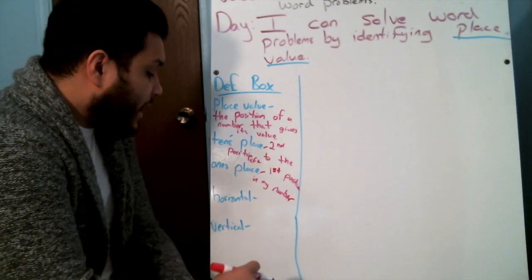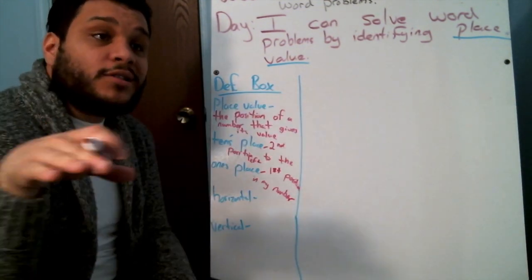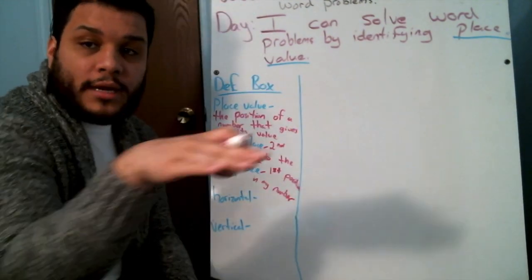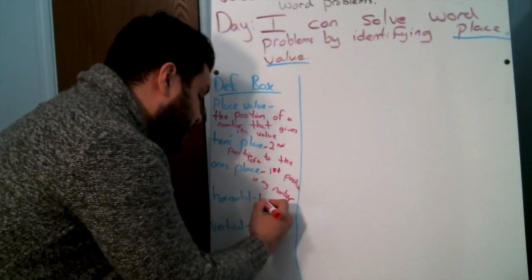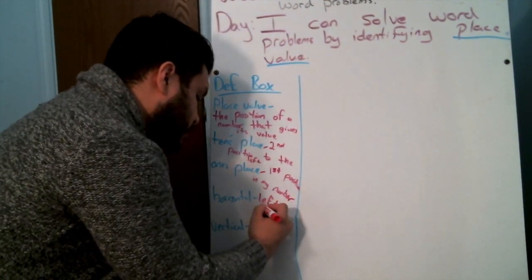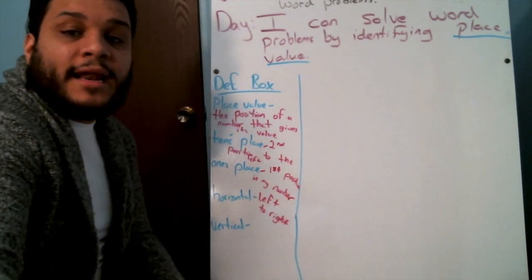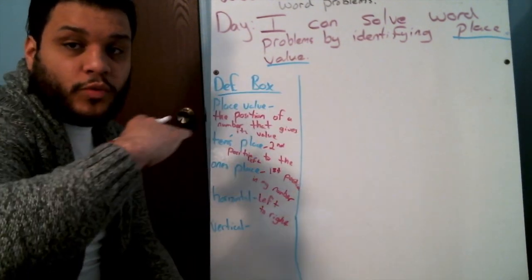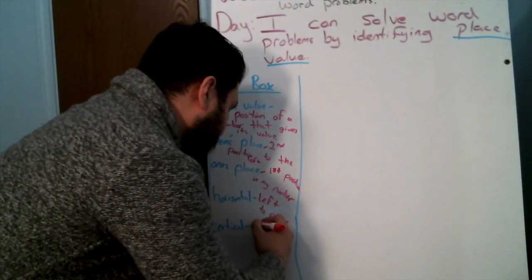Okay, then we have something that's called horizontal. So when we're talking about horizontal, are we moving up and down or left and right? Yes, horizontal is left to right. And then I have vertical. Vertical, are we moving left to right or up and down? Awesome, up and down.